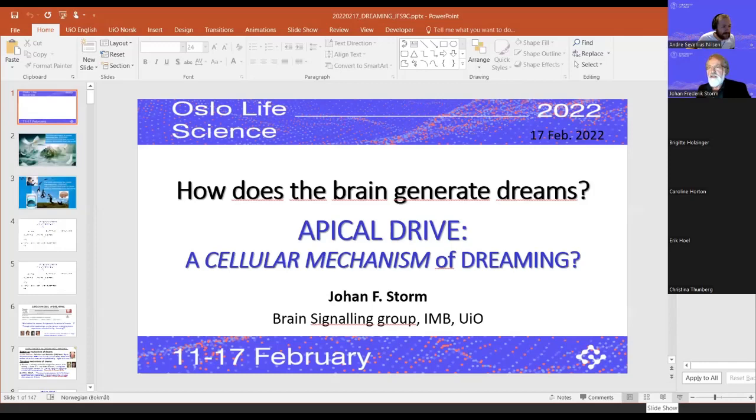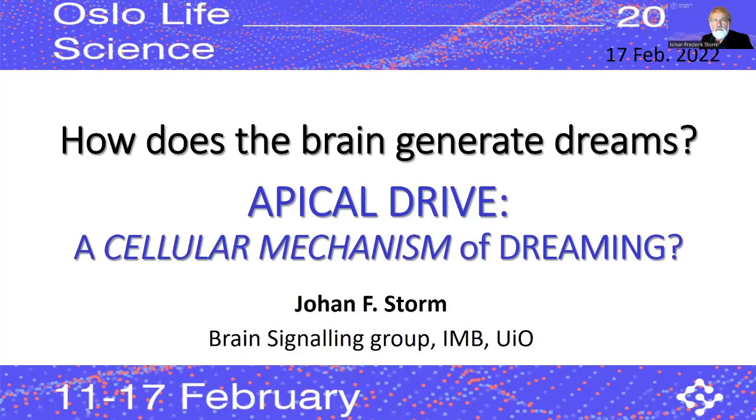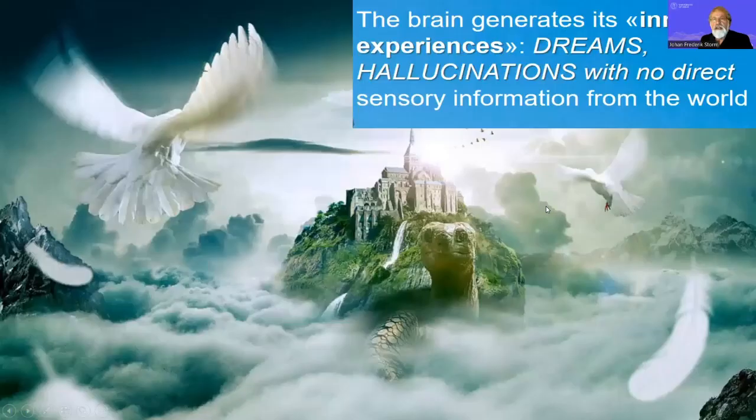Okay, thanks for this opportunity to talk about this hypothesis for how the brain can generate dreams on the neurophysiological level, a cellular mechanism for dreaming that we call apical drive. And as you know, the brain is able to generate a whole world of experiences that appears all by itself, with no direct sensory information while we are asleep.